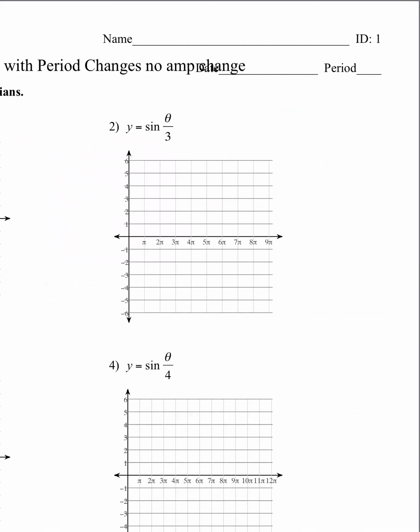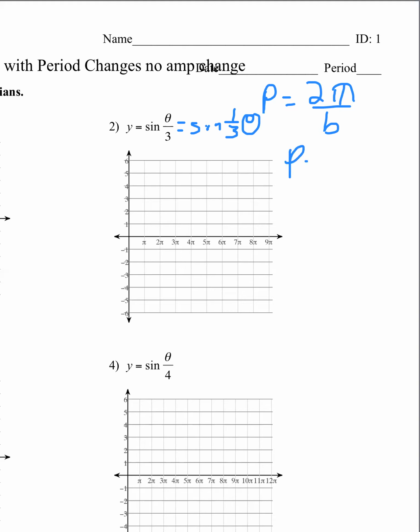Okay, so first I need to figure out the period. So remember that the period is equal to 2 pi divided by whatever b is. So in this case, b is 1/3. Do you see how b is 1/3? Because couldn't I rewrite this as sine 1/3 and then theta? Isn't that the same thing? Okay, so b is 1/3.